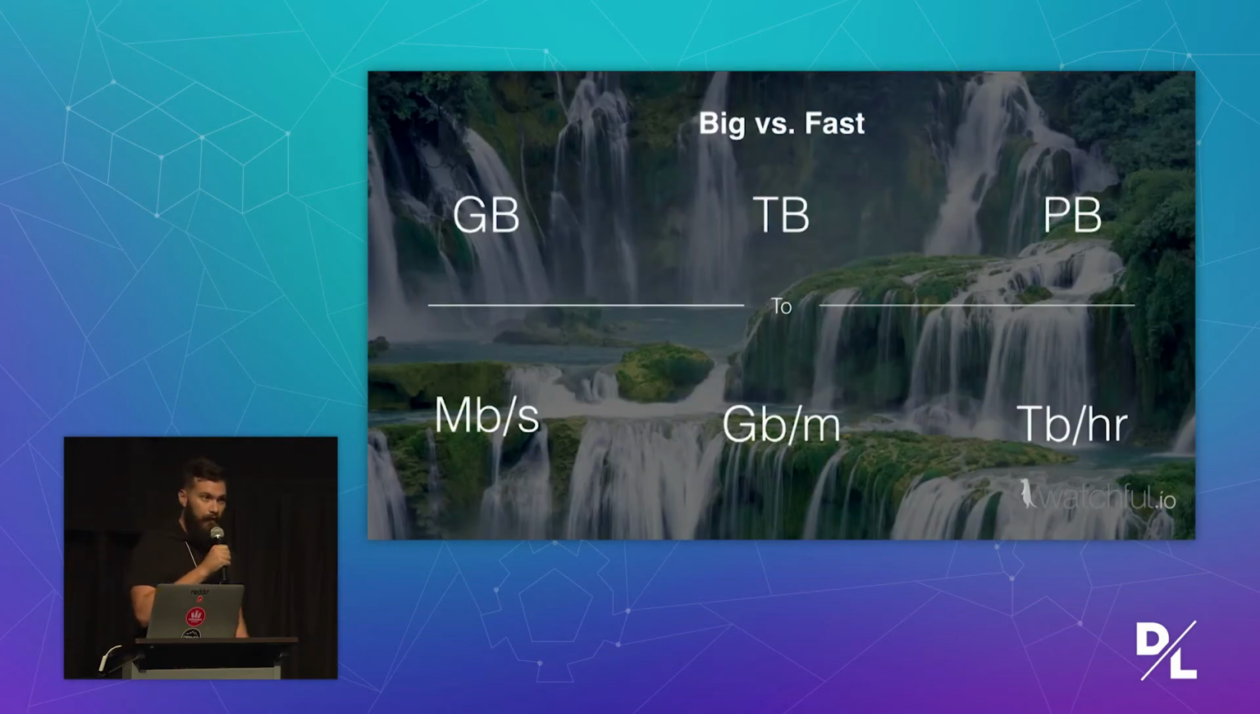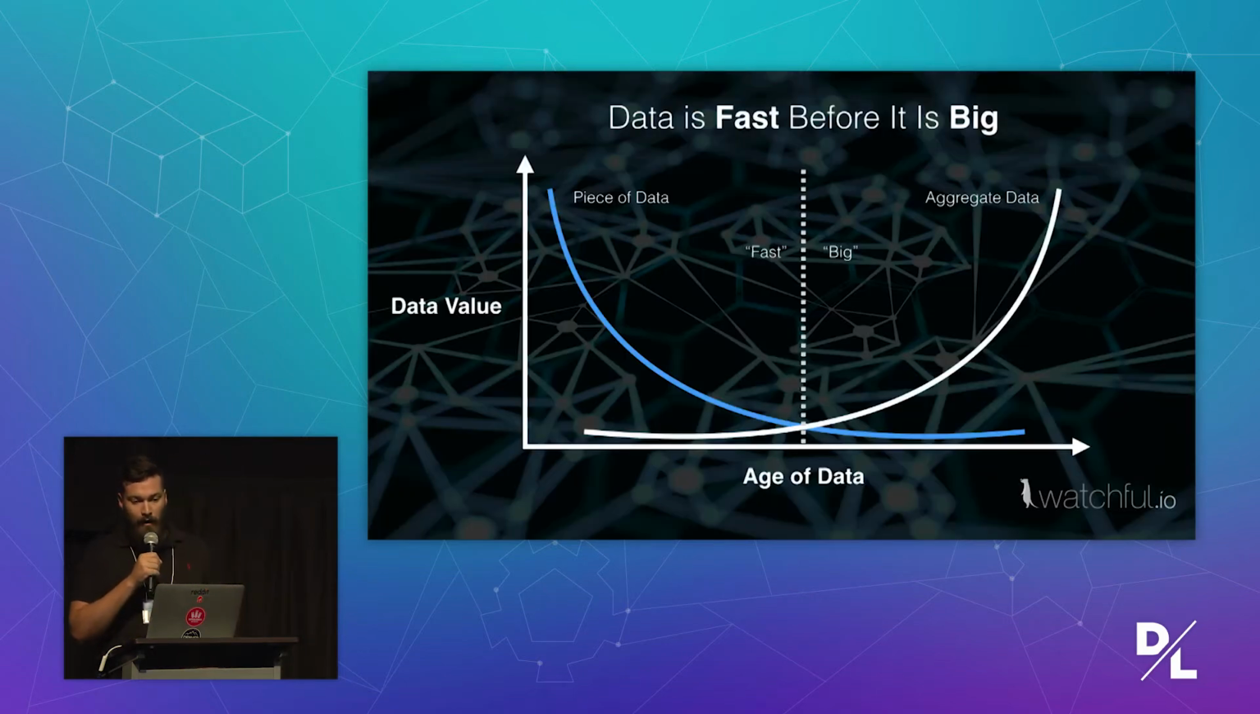So we see a shift, big versus fast. We're not thinking about gigabytes, terabytes, or petabytes, but instead megabits per second, gigabits per minute, and terabits per hour. And why this is important: data is fast before it's big. If we look at the data value chain, an individual piece of data is at its absolute most valuable or reactionary the second it hits our pipe. As it ages, we either did or did not do something with it. But in converse, the aggregate data rises in value as we can do long tail analysis and predictive analytics. So that's kind of seeing that shift of fast data versus big data.